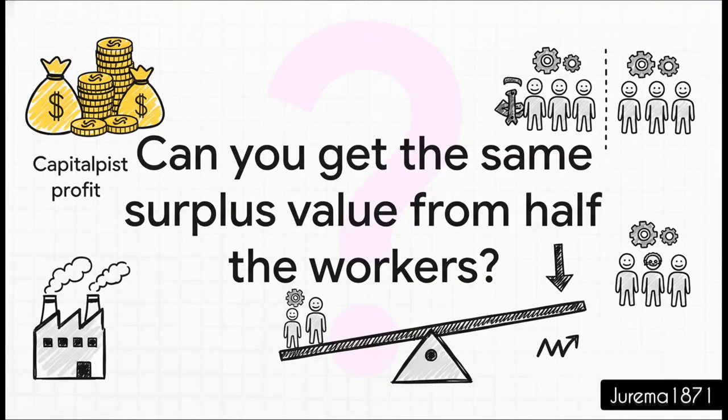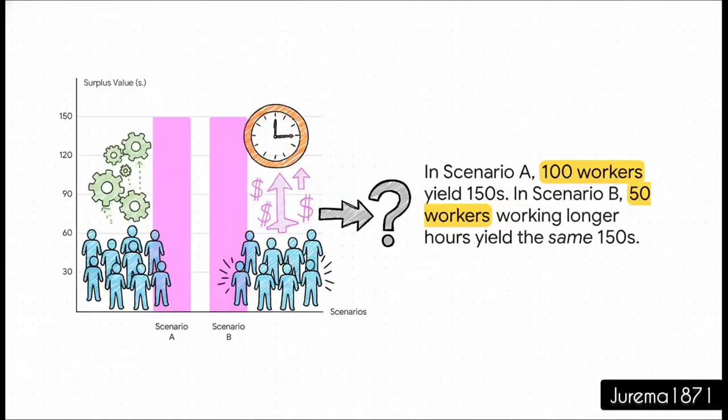So that begs a really important question, right? Could a capitalist make the exact same amount of money with half the workforce? Well, Marx says, yep, absolutely. But there's a catch. Let's look at how that works. In scenario A, you've got 100 workers and they're producing 150 shillings of surplus. Now check out scenario B. The capitalist cuts the workforce in half, down to just 50 people, but, and this is the key, they crank up the rate of exploitation to 100% by making them work longer days. And what's the result? The exact same 150 shillings of surplus value.